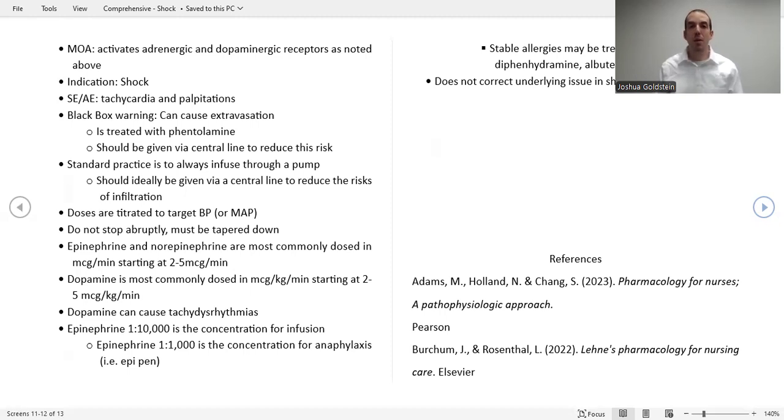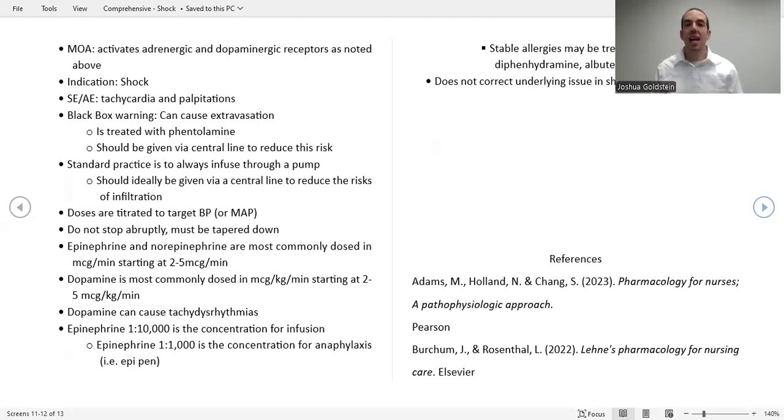and or the MAP. Usually for a MAP, we would do somewhere around 60 to 65. Usually for blood pressure, we're looking at 80 to 90 systolic. I'm not going to get into the whole permissive hypotension here. Epinephrine and norepinephrine are dosed at micrograms per minute. So get used to that if you deal with this a lot. I don't know if a test would ask you about that, but just get used to it. Dopamine is different. Dopamine is micrograms per kilogram per minute.